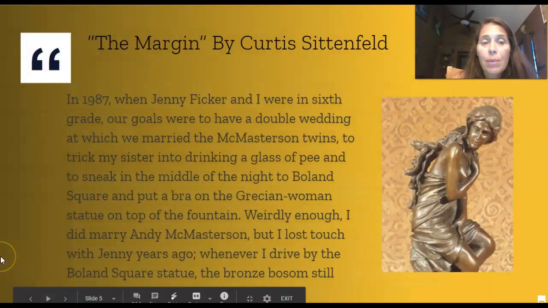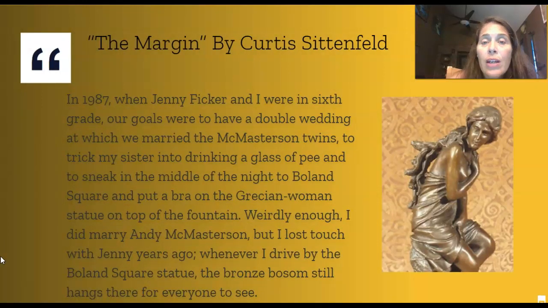So here's another example. This is called The Margin by Curtis Sittenfeld. In 1987, when Jenny Thicker and I were in 6th grade, our goals were to have a double wedding, at which we married the McMasterson twins, trick my sister into drinking a glass of tea, and to sneak in the middle of the night to Boland Square and put a bra on the Grecian woman statue on the top of the fountain. Weirdly enough, I did marry Andy McMasterson, but I lost touch with Jenny years ago. Whenever I drive by the Boland Square statue, the bronze bosom still hangs there for everyone to see.